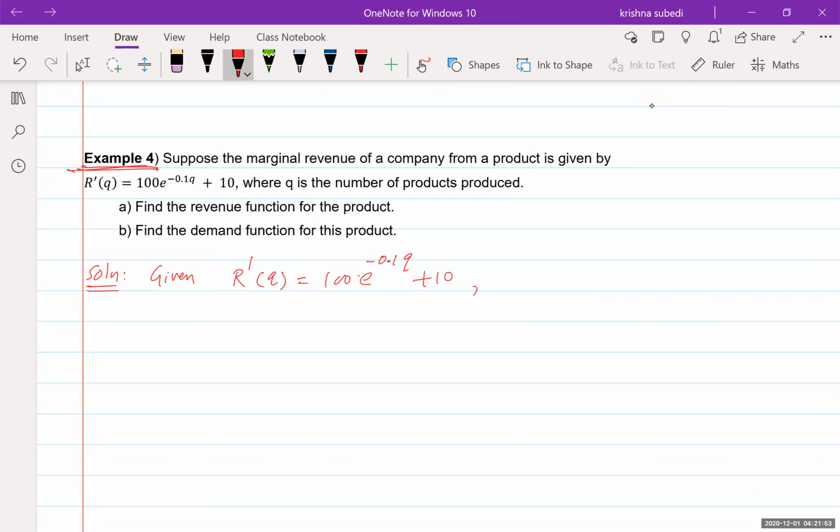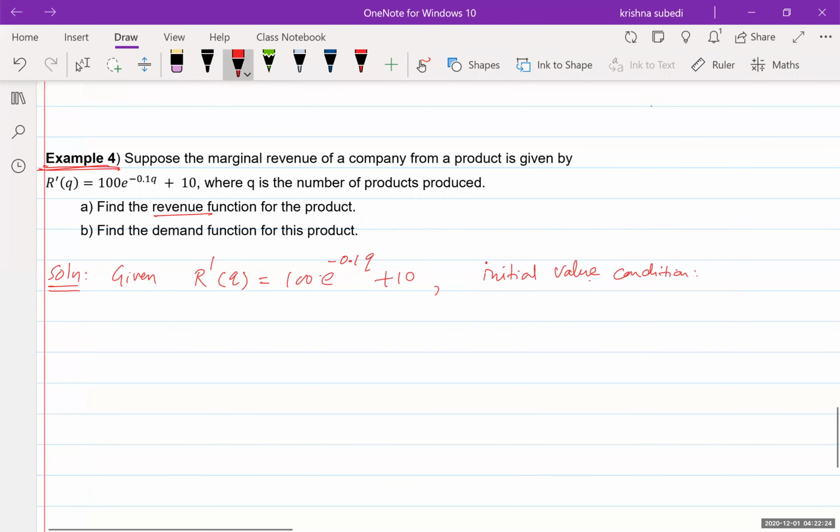Now we need to find R of Q. We need to find the revenue function and then the demand function later. But first, we'll find the revenue function in part A. In order to do this, we need to know the initial value condition. So what is the initial value condition here? Can somebody tell me what is the initial value condition here?